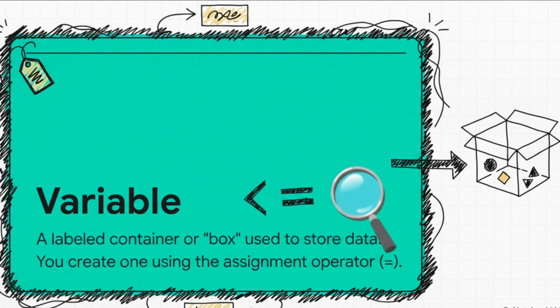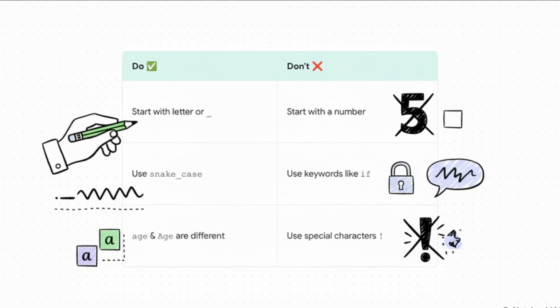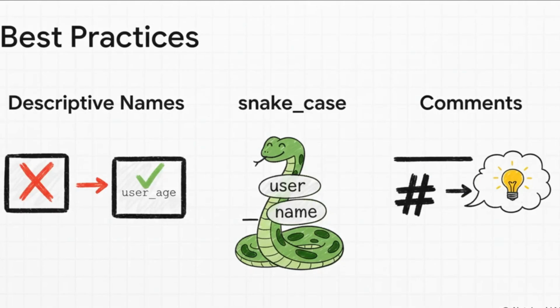What you're really saying is, hey, take this value on the right and store it inside the box with this label on the left. Now, of course, there are a few rules for naming these boxes just to keep things from breaking. First, names have to start with a letter or an underscore. Never, ever start with a number. That's a super common mistake that'll give you an error right away. Also, keep them simple, no special characters. And some words, like if or print, are special keywords in Python, so we can't use those for our variable names. And finally, just remember that Python is case-sensitive. That means a variable named age with a small a is a completely different box from age with a capital A.